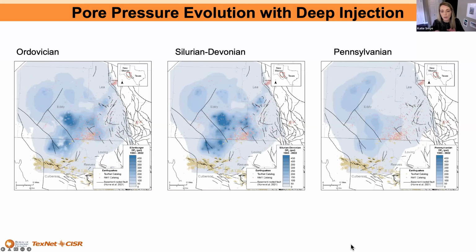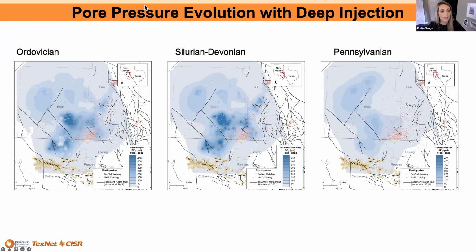So that was one extract from the model in the Silurian Devonian, because that's where most injection takes place. And so we can look at the magnitude of pressure change there. But it's also interesting for us to look at different layers in our pore pressure model to get a sense of how geology is controlling the vertical distribution of pressures.